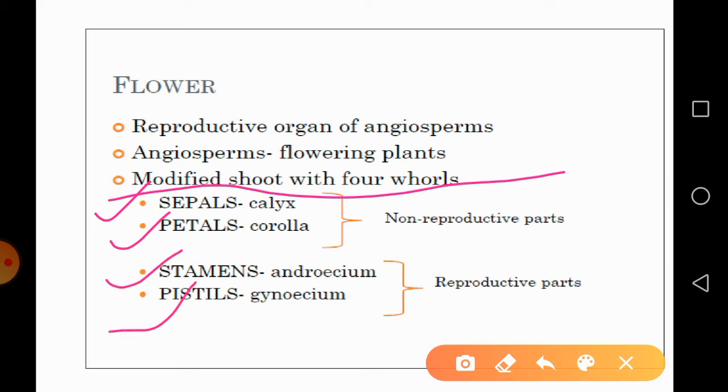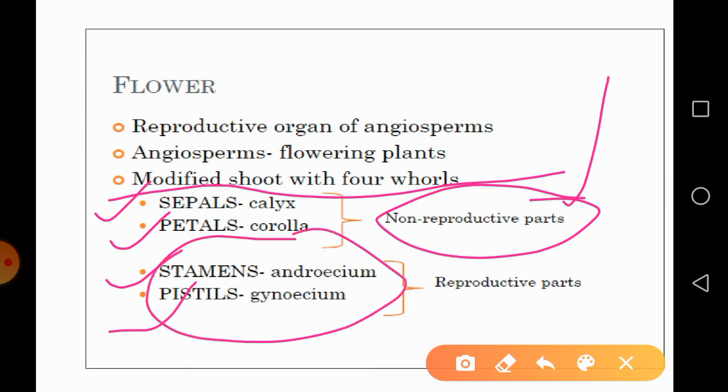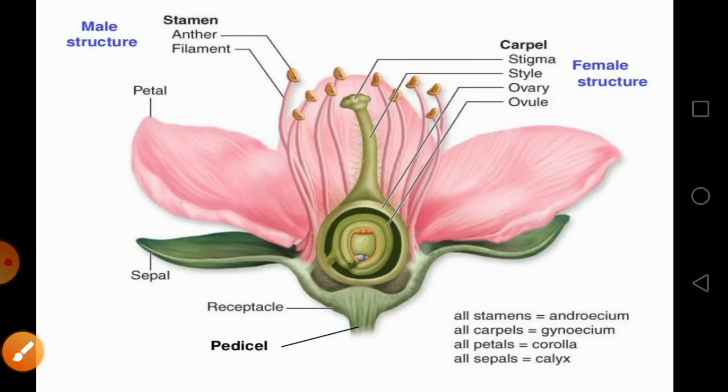pistil. So out of these four whorls, the outermost layers, sepals and petals, are not involved in the reproduction, therefore we call them non-reproductive parts. Then another two, that is the stamens and pistil, together are involved in the reproduction of that flowering plant, so we call them reproductive parts. Okay. So here you can see a structure of flower.